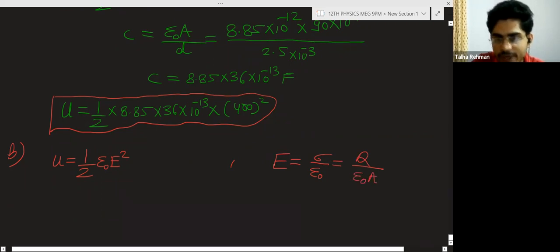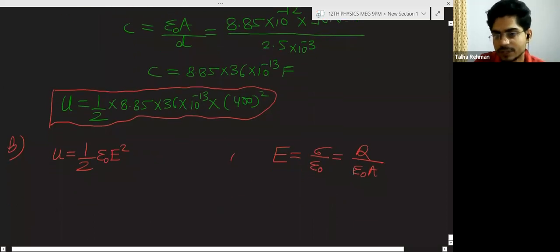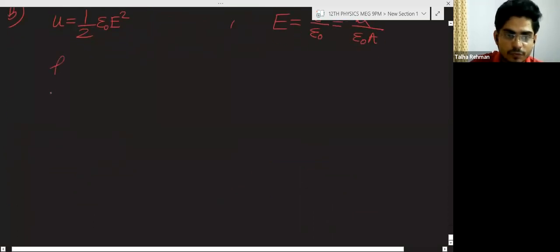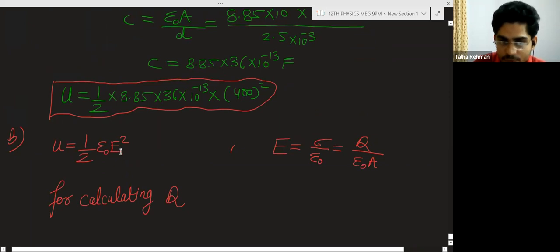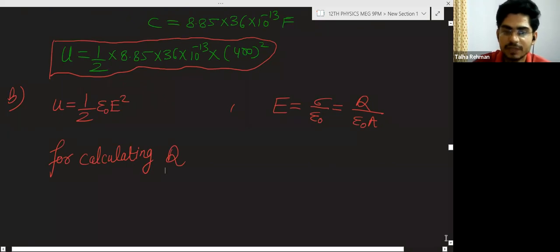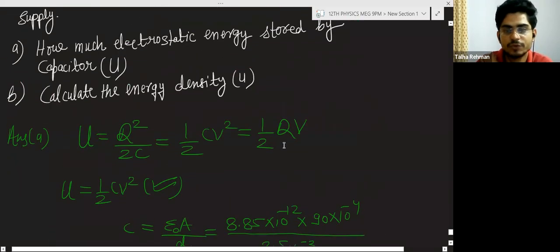So for calculating the electric field, we have to calculate the charge. For calculating the charge, what will we do? For electric field, we have to calculate charge. And how can we calculate charge? We have energy, which is equal to half. You can calculate from this, half QV.